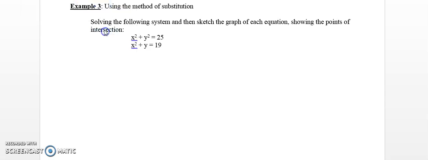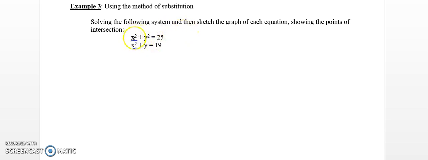All right, let's do examples 3 and 4. This time, x squared plus y squared equals 25. This is actually a circle that has its center at the origin and has a radius of 5. And then this is a parabola. So we're going to solve the system and then sketch the graph and show the points of intersection.